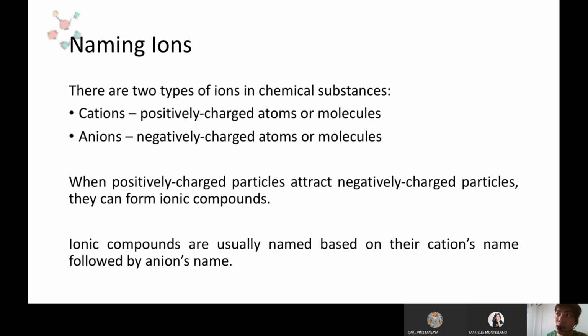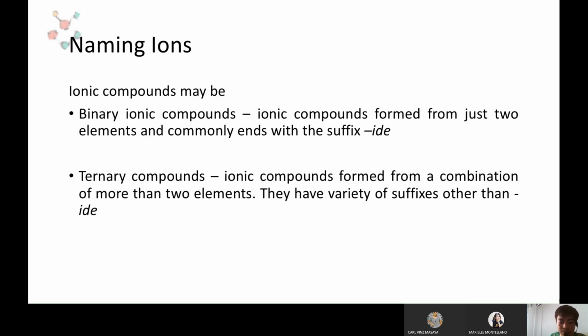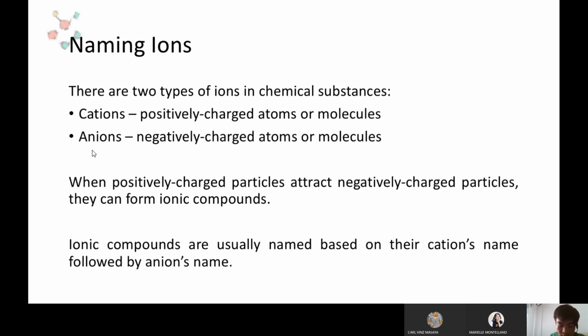Again, the cations are the positively charged particles in your molecules or atoms. And an anion is the negatively charged particles or molecules. Okay? Yung cation natin, they can combine with an anion to form ionic compound, diba? So, that means we should be able to name the cation first before the anion. So, pangalanan muna natin yung mga cations. Then, proceed tayo with the anions.